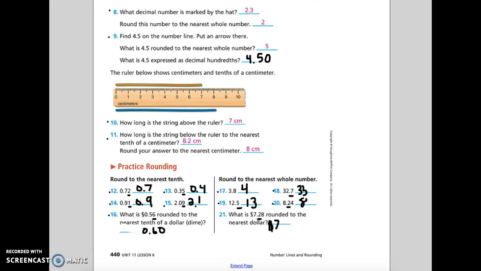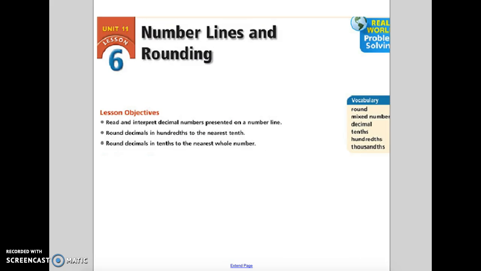So today we talked about number lines and how to find decimals on the number line, and then also about rounding to the nearest tenths and whole number. Great work.